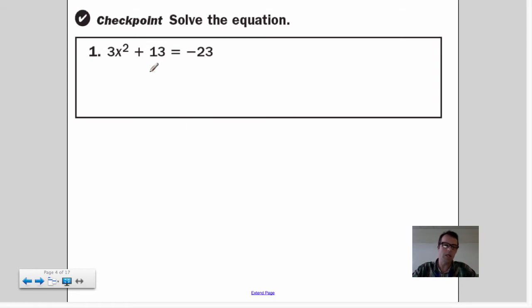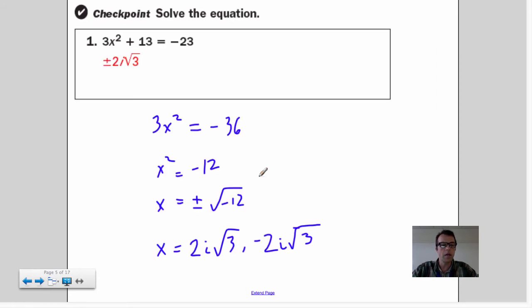Again, I'm just telling you straight up, you're going to get an i answer. But see if you can walk through the steps. Hit pause, and when you're done, hit play, and you'll see the solution. Here you go. So the answer is plus or minus 2i root 3.